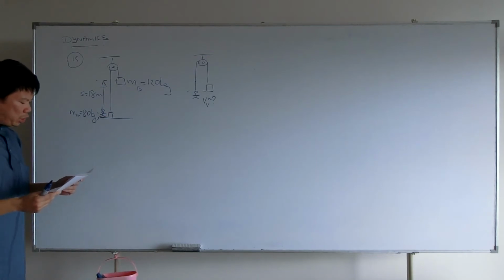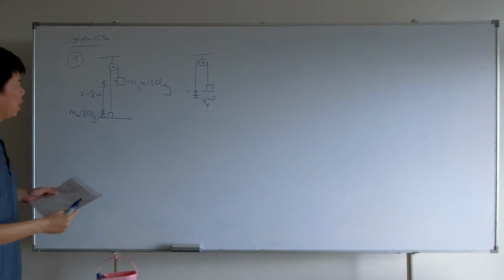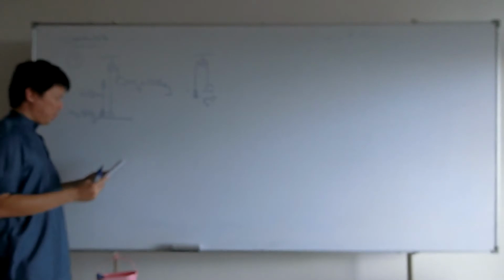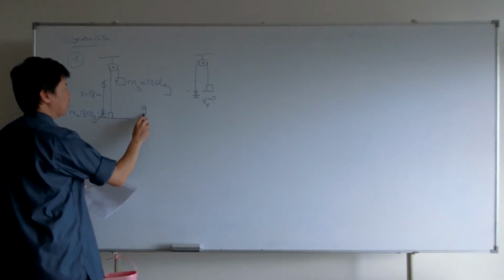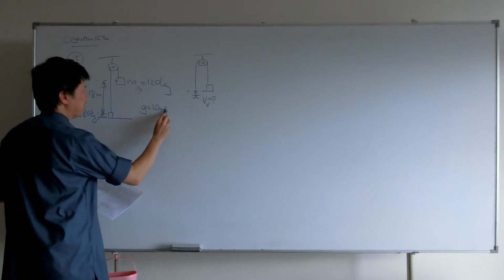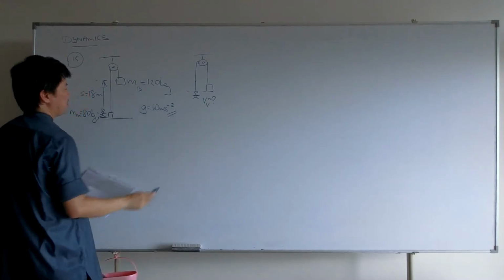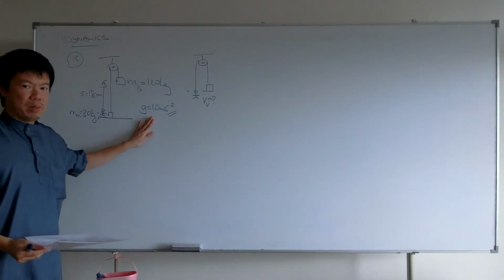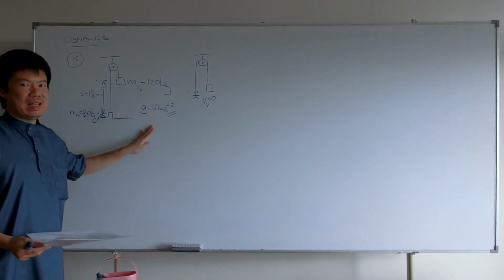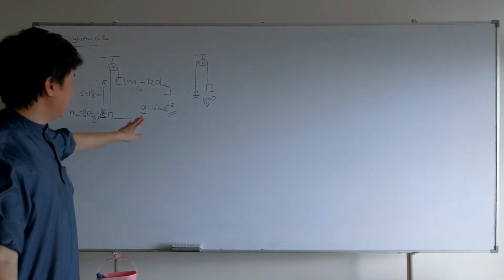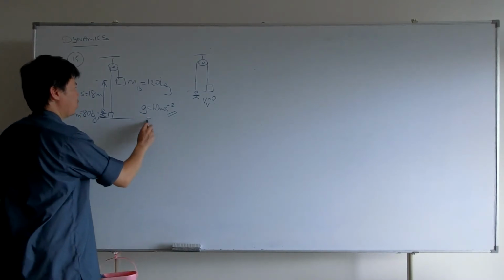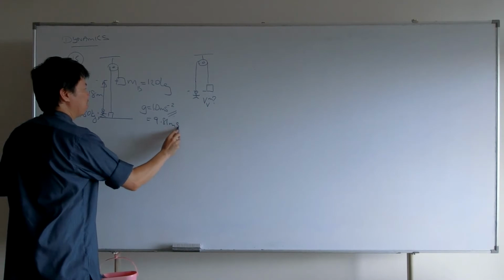So we got all the information here. Here they said please use g as 10 meters per second squared. So this question asks you to use specifically 10 meters per second squared. But under normal circumstances, do not use this unless it's stated. If not, we should use 9.81 meters per second squared.